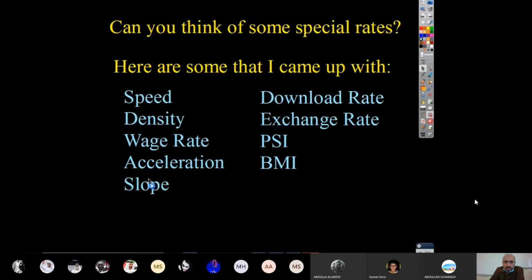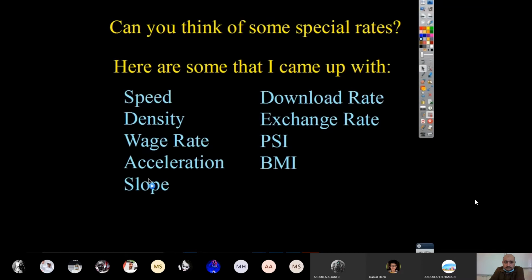If you go to a different country, if you're going to travel to Japan, you would change your dollars, and you'd need to know how many dollars per yen you have, or how many yen per dollar.